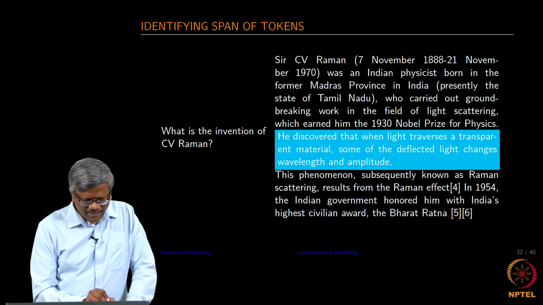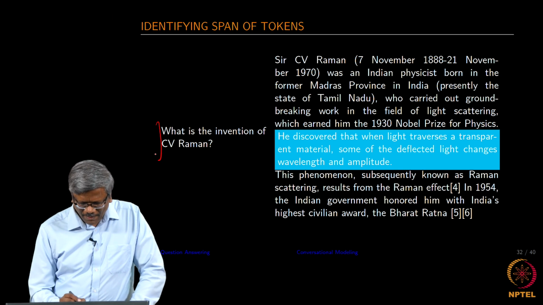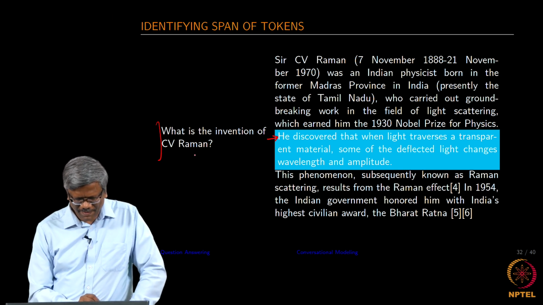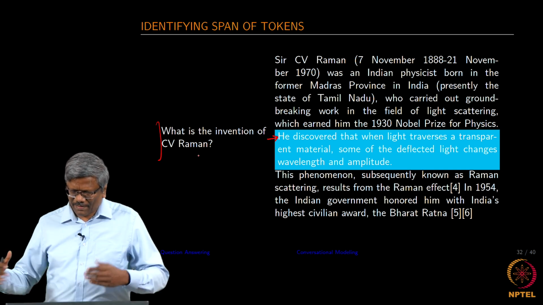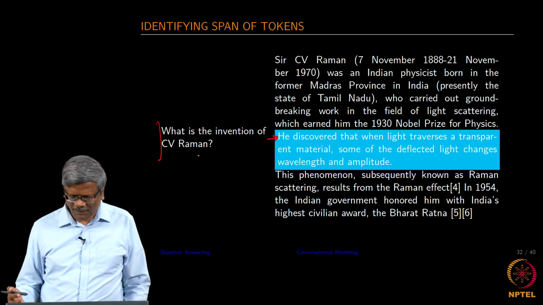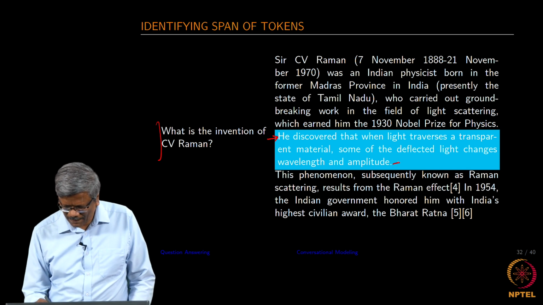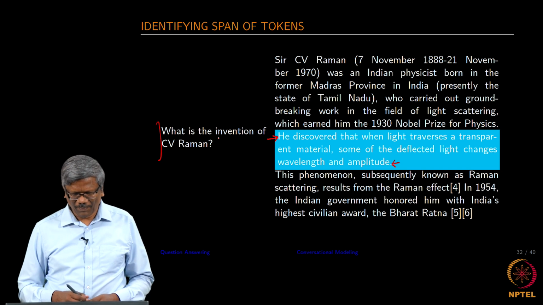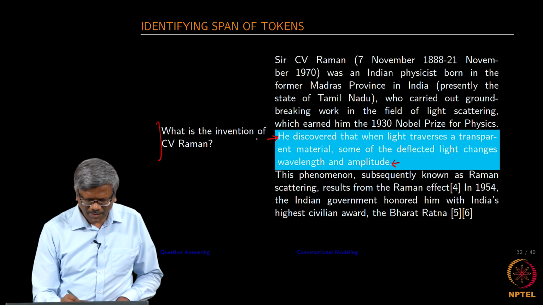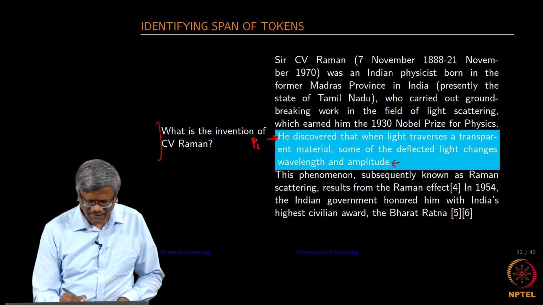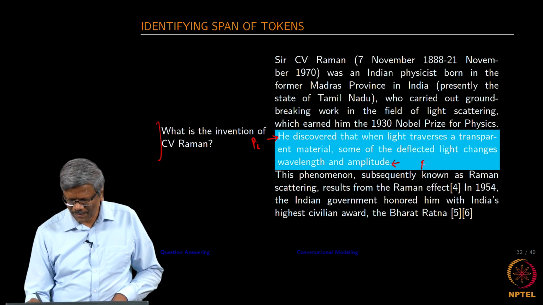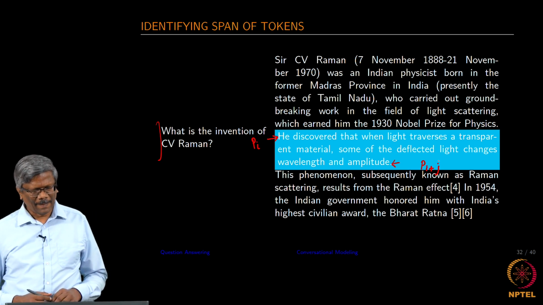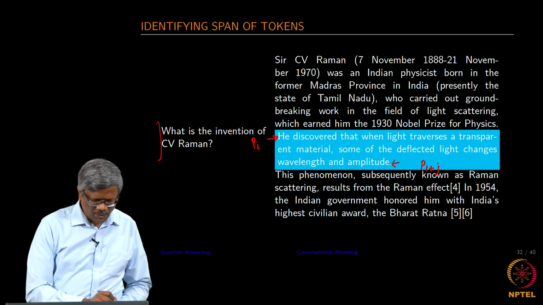So, for another question, the span of tokens: what is the invention of C.V. Raman? Given a set of paragraphs, you find out the span of tokens that matches the question you have here. Again, the span of tokens starts, let us say, from Pi to Pi plus j. Okay. So, this is what we want to achieve.